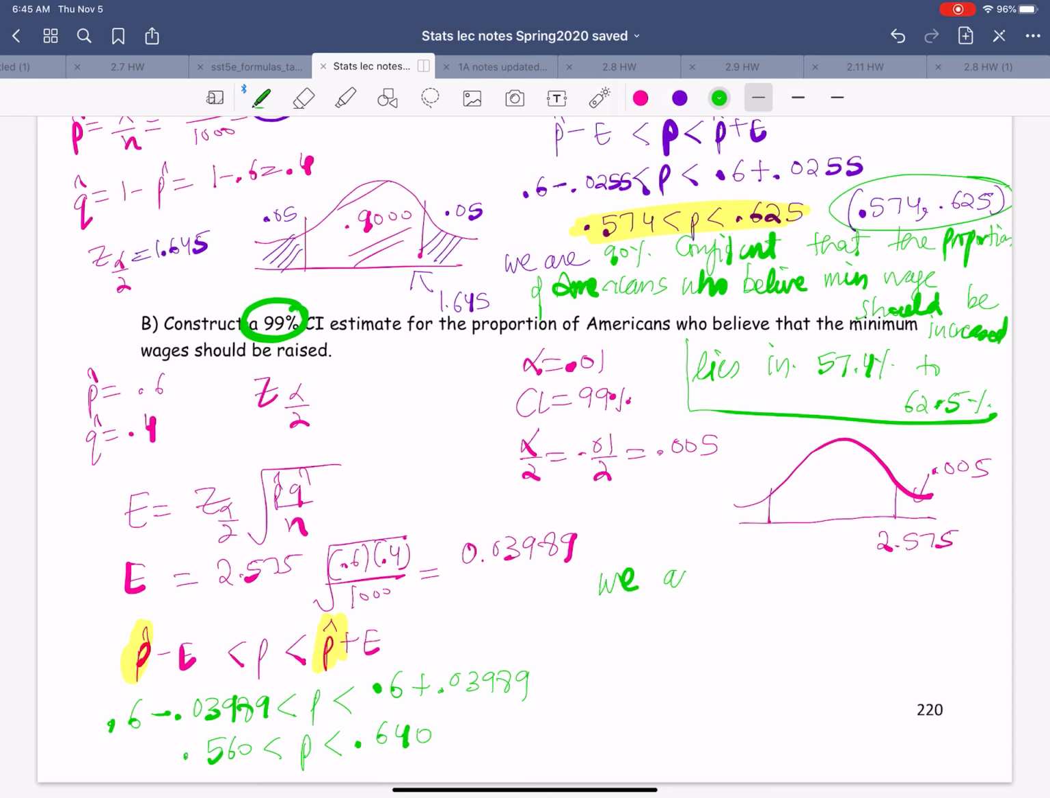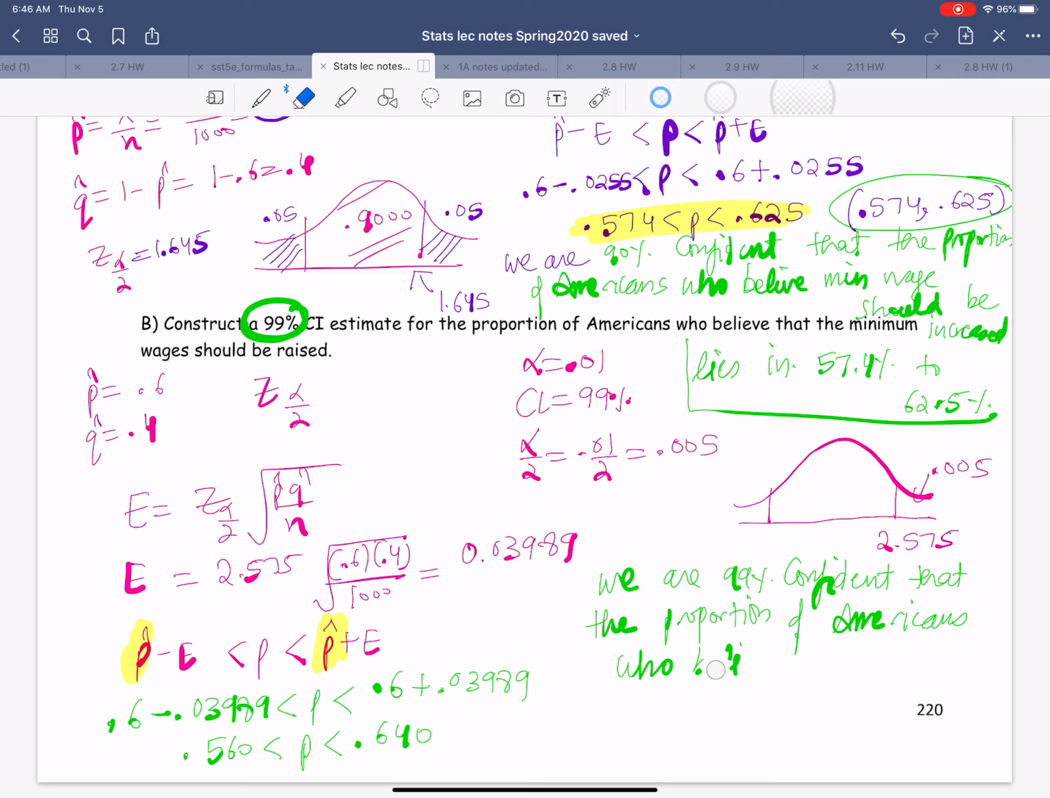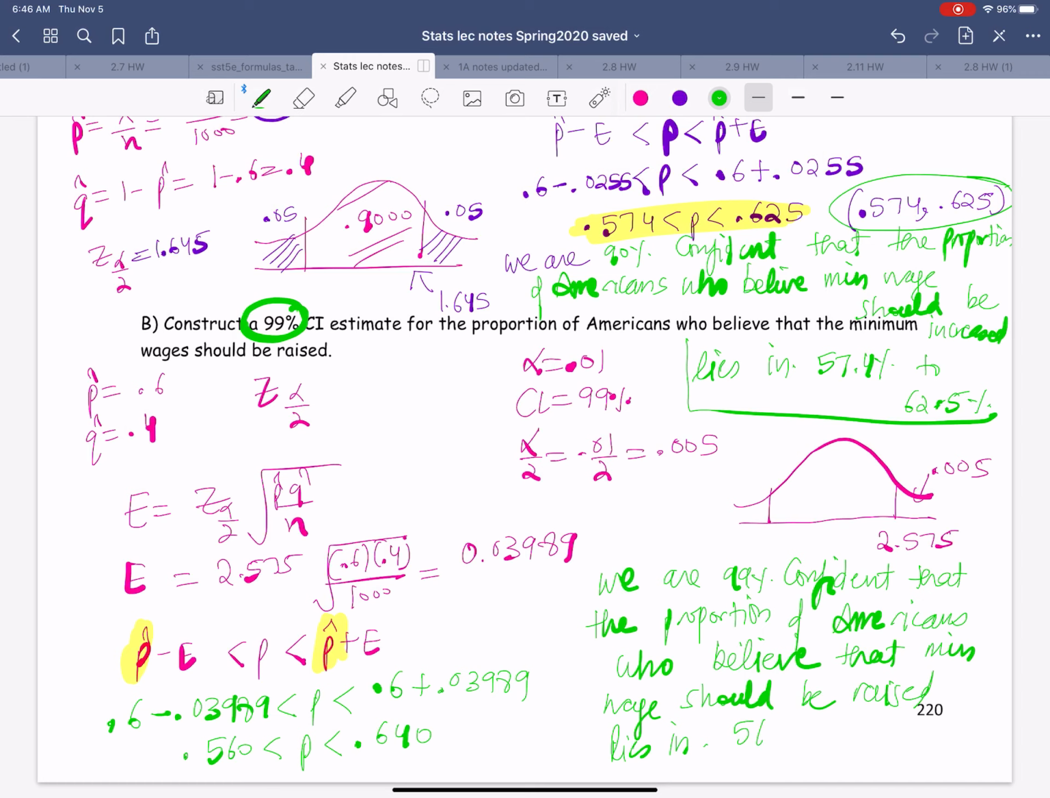So we can say we are 99% confident that the proportion of Americans who believe that minimum wage should be raised lies in, so again, we can express it in terms of percentage, 56% to 64%.